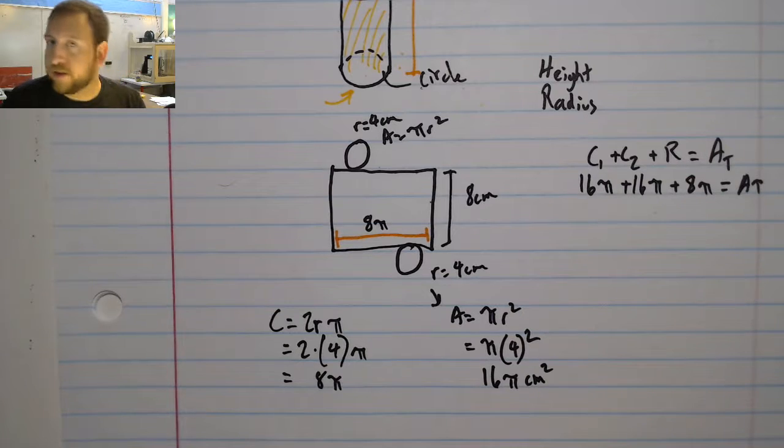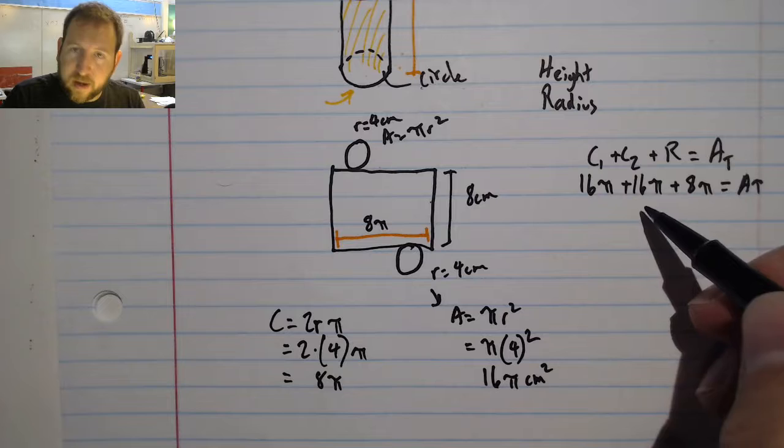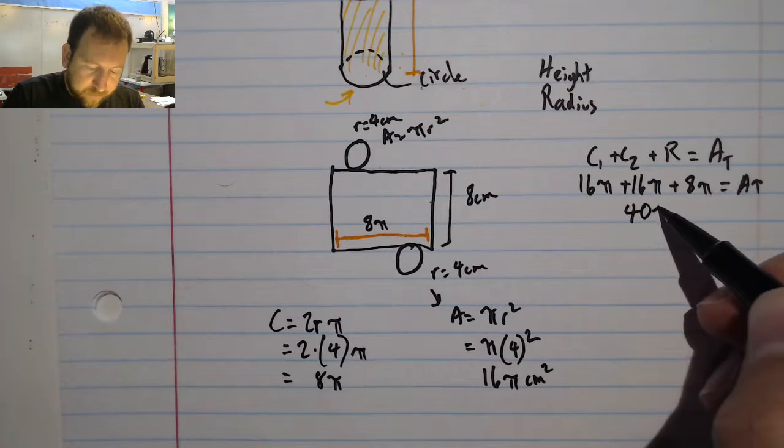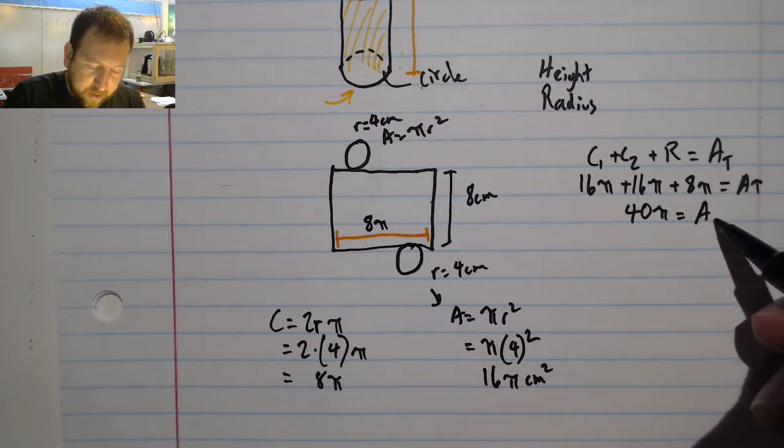Now these are all like terms because they're all multiplied by pi, which is pretty convenient. So this is really just 32 pi plus 8. I have 40 pi equals my area of my total.